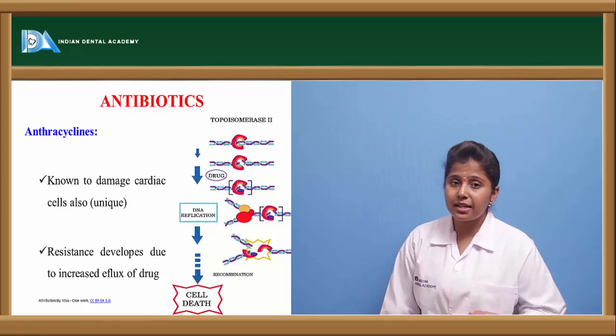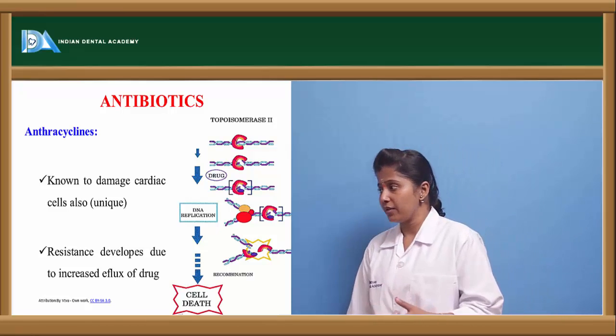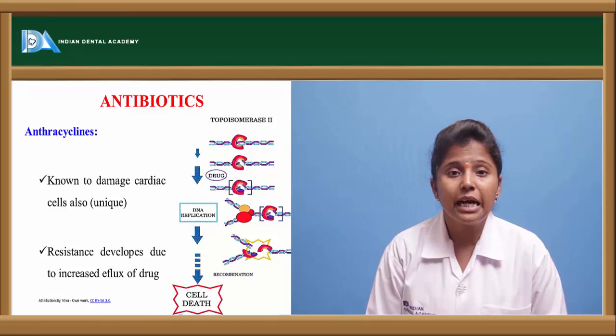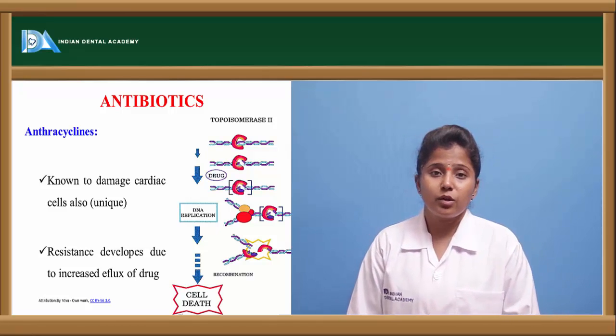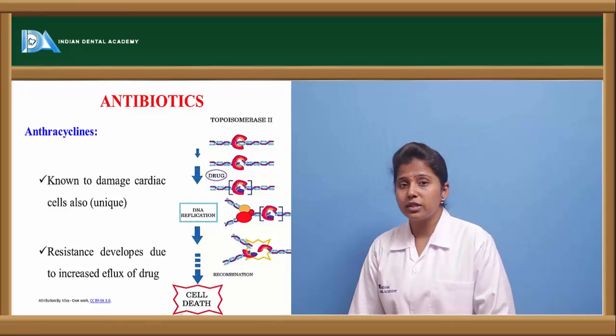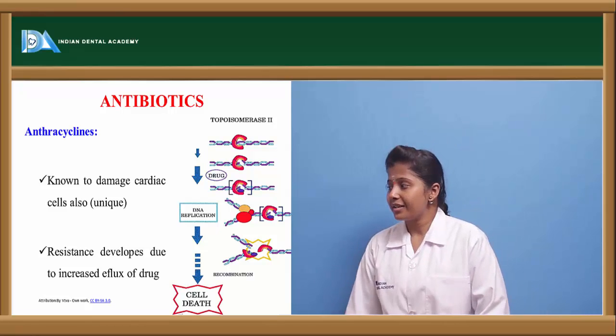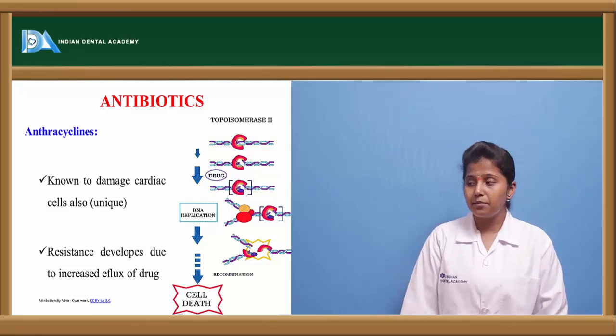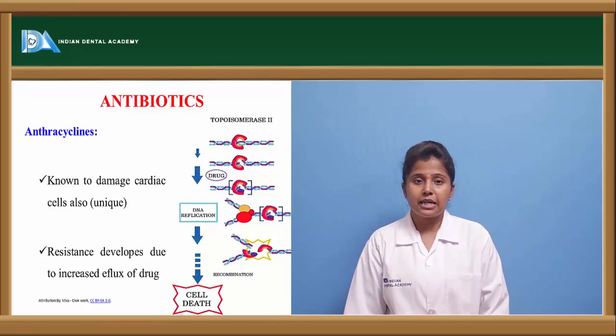These anthracyclines have a special characteristic feature: they even damage the cardiac cells. If they are used in excessive dose, it may lead to damage of cancer cells, and resistance will be observed because of the increased effects of the drug.